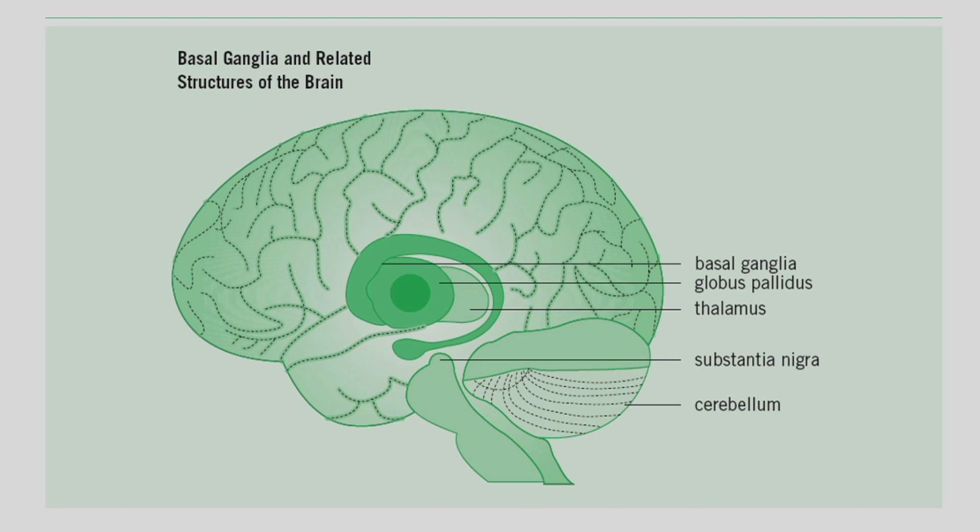So, this is from the last lecture where we looked at these areas, the basal ganglia, the globus pallidus, the thalamus, the substantia nigra and cerebrum, and these are the areas which are related to production of speech. So, in today's lecture, what we are going to see is various models of speech production and the social aspect of speech.